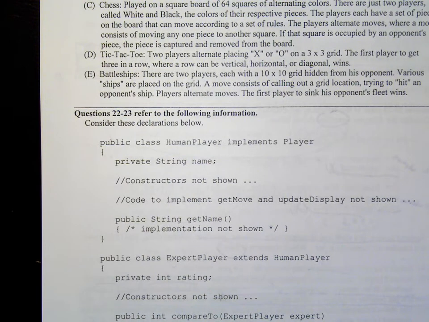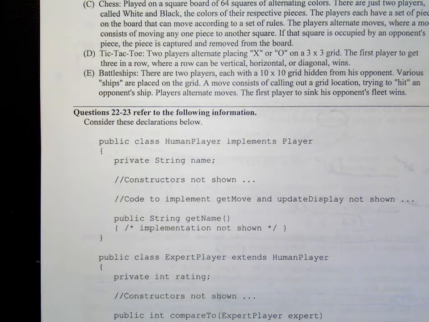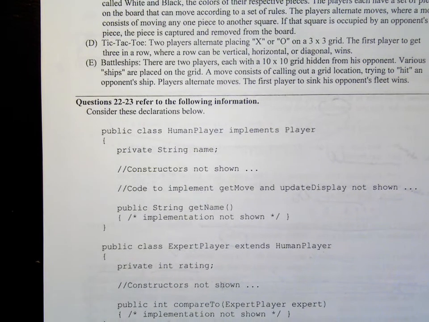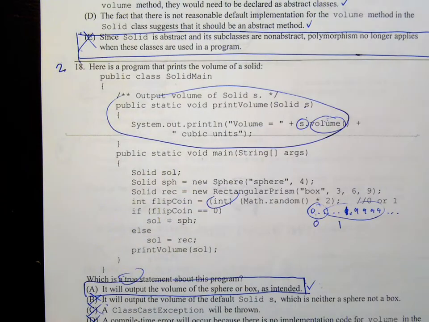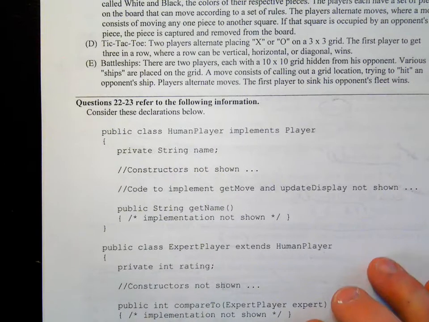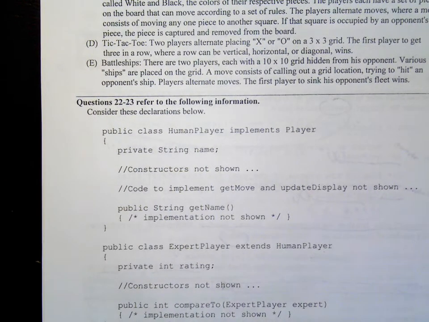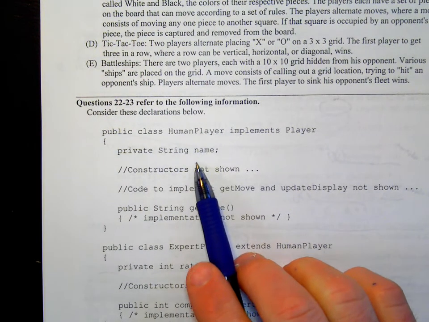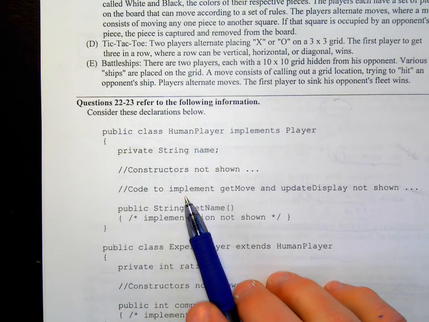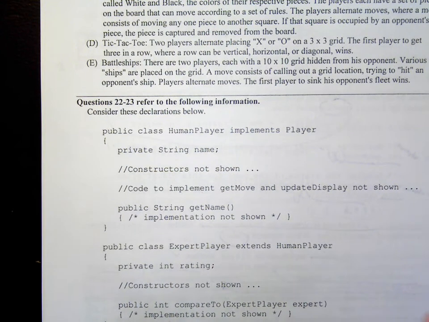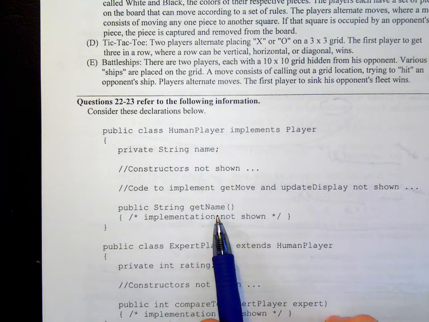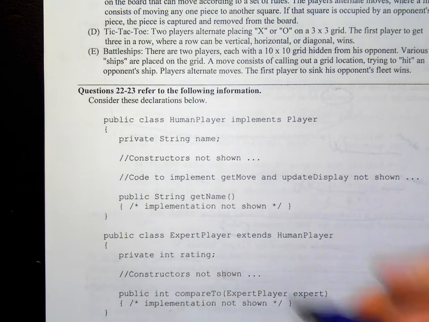22 and 23 both use this information. Consider these declarations. Public class HumanPlayer implements Player. So we're still working with that Player stuff. Here's the code it seems they're referring to. It has its own private instance variable String, constructors, code to implement getMove and updateDisplay, and then it has a getter. And then it has public class ExpertPlayer extends HumanPlayer.